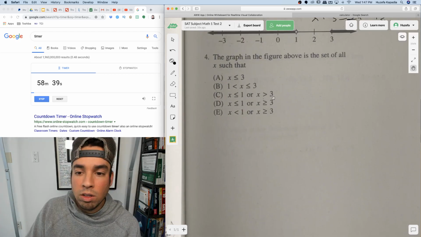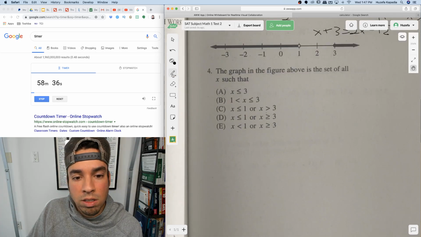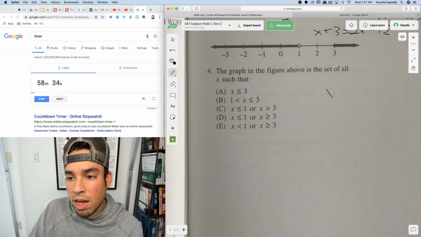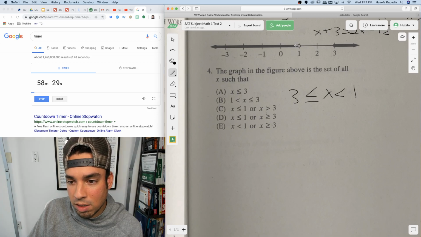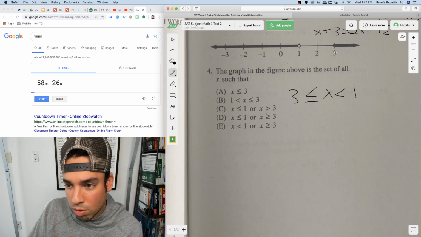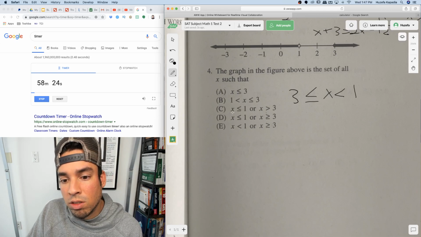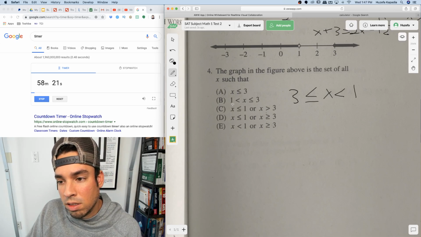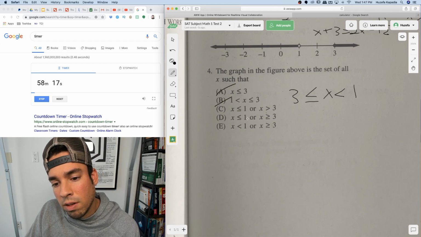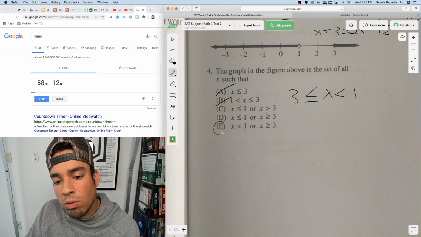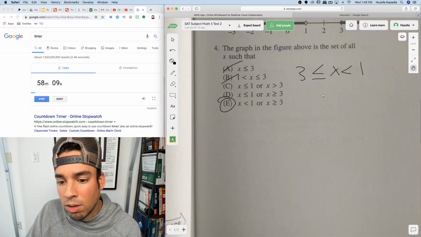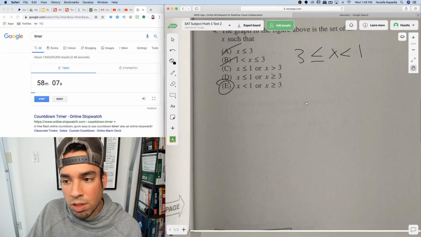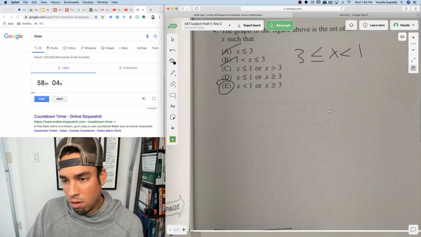The graph in the figure above is the set of all x such that x is less than 1 or greater than or equal to 3, because that open circle means less than, not less than or equal to, and that greater than or equal to is filled in. So let's see if we can find it. It's an 'or', of course, so these are out. x is less than 1 or x is greater than or equal to 3. Yep.